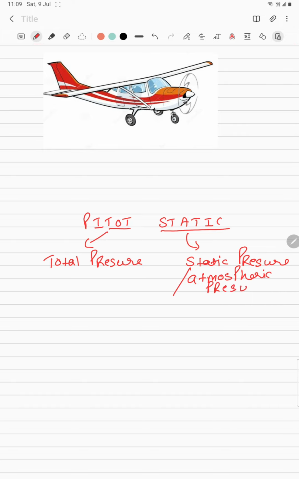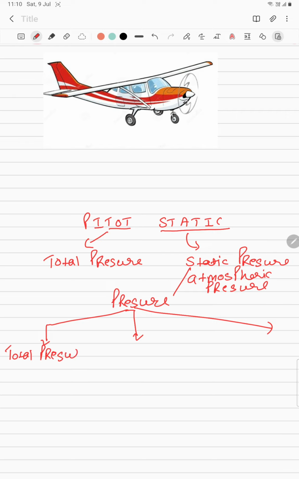So guys, pressure is of three types. We will divide pressure into three types for the study of the aircraft. The first type we have already seen is the Pitot or the total pressure. The other one, which you have already seen in the definition, is your static pressure, and the third one is your dynamic pressure. So we will talk about each of them individually and understand it better.